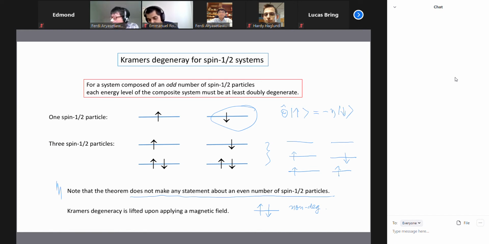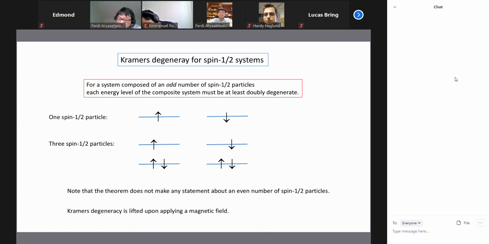Now Kramers degeneracy is lifted, that is to say broken, when we apply a magnetic field. If we have a magnetic field, then there will be a term in the Hamiltonian of this form, S dot B. So provided the magnetic field is external, so the B here is external, so it's not part of the system, then this term in the Hamiltonian does not commute anymore with the time reversal operator.